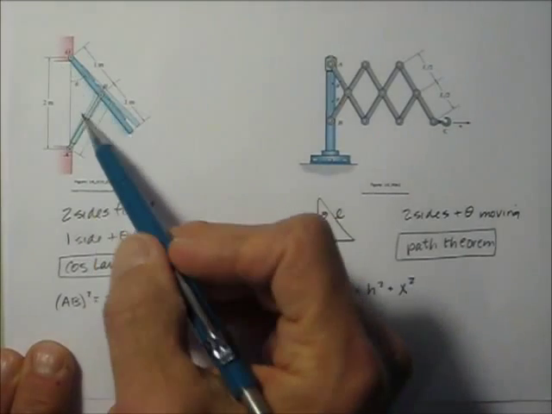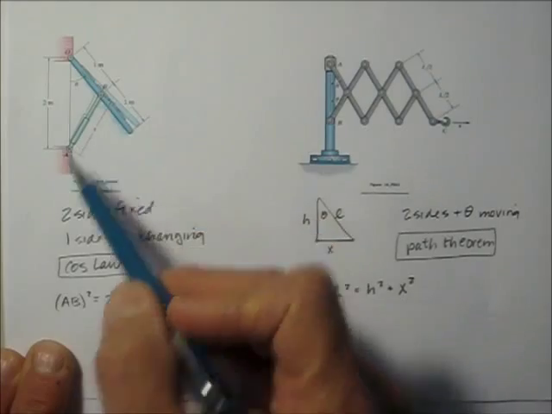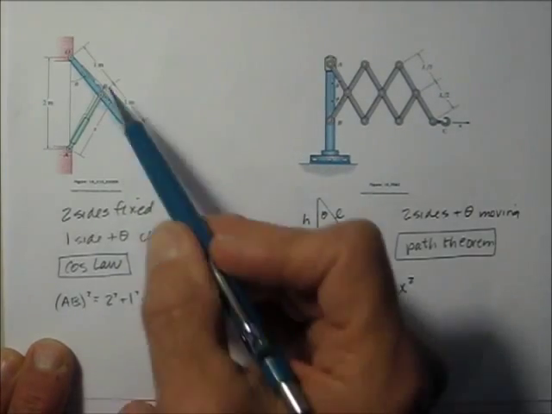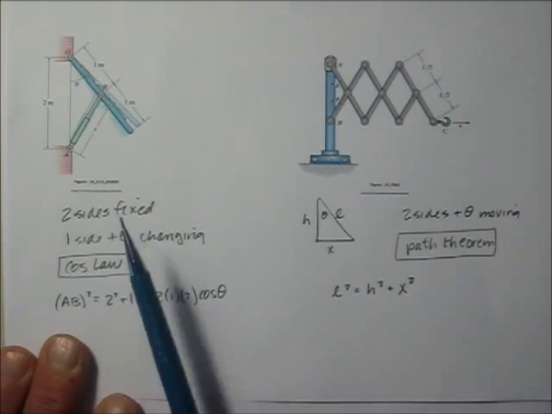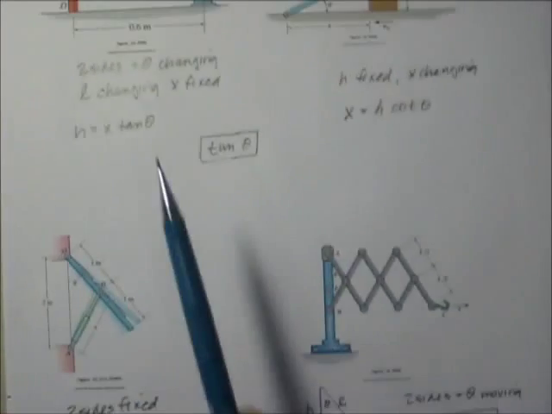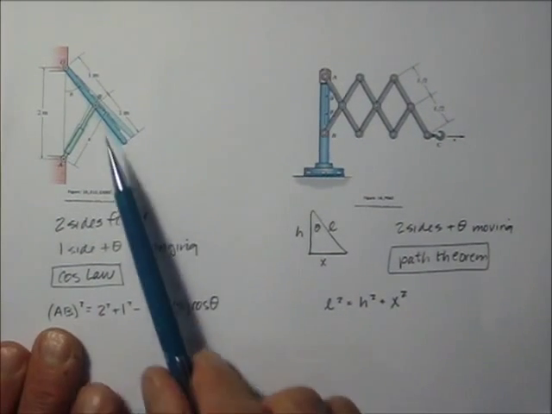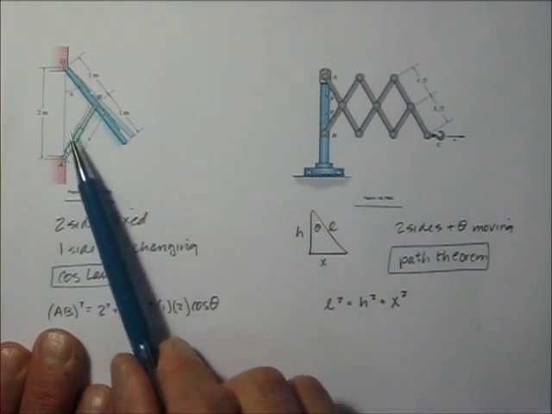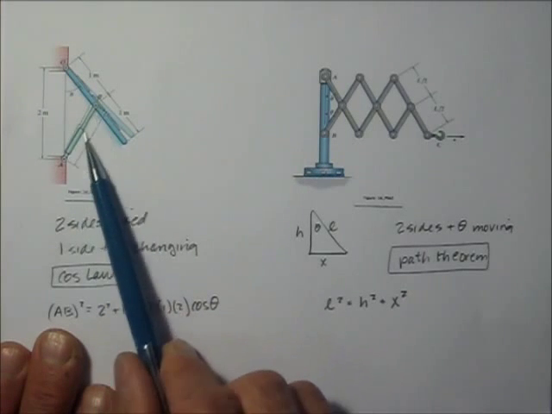Here's a window. It's being cranked open, or it's being pushed open by this cylinder here. You can see it's rotating about this one. In this case, two sides are fixed. In these guys, we had two sides changing. This one, two sides are fixed, but the theta is opposite the changing side right here.